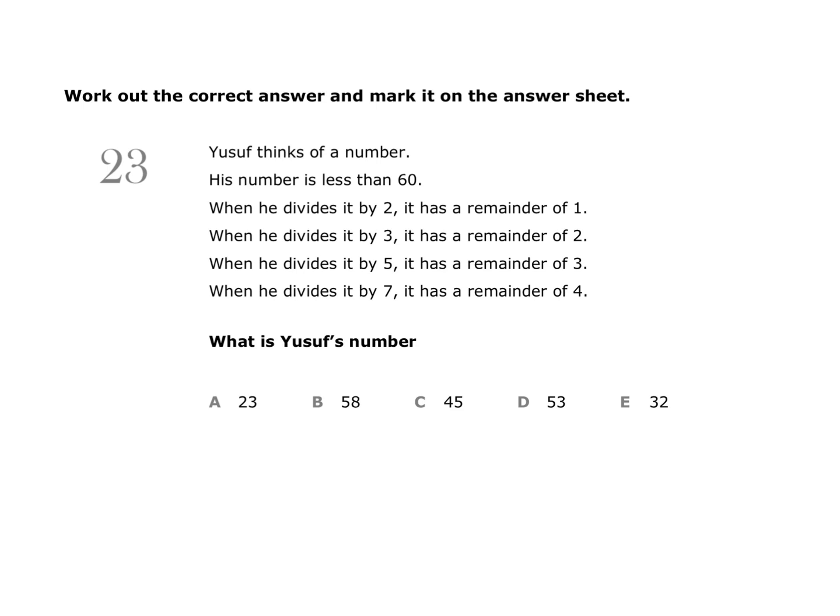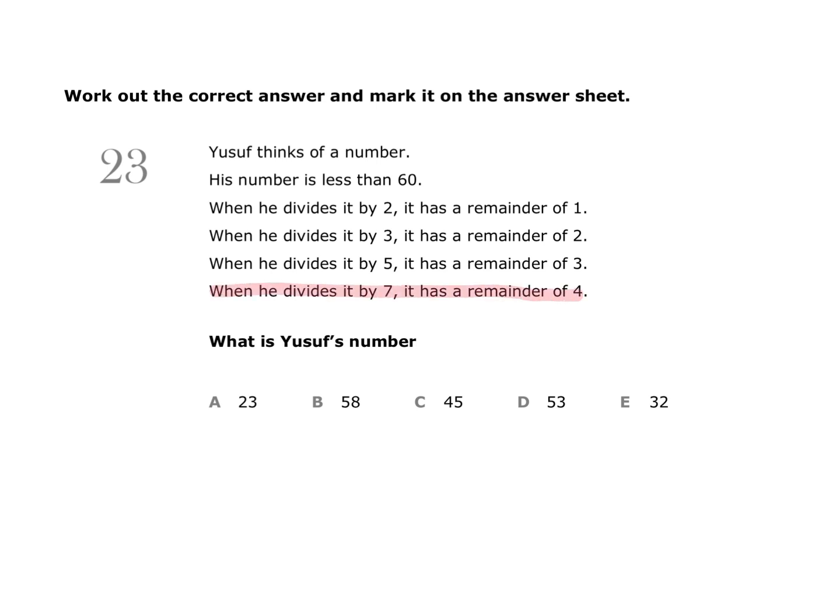When he divides it by 3, it has a remainder of 2. When he divides it by 5, it has a remainder of 3. When he divides it by 7, it has a remainder of 4. What is Yusuf's number? The first thing we can do here is focus on the final statement.